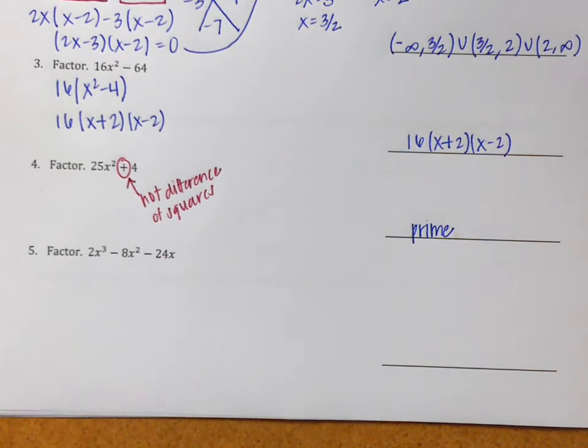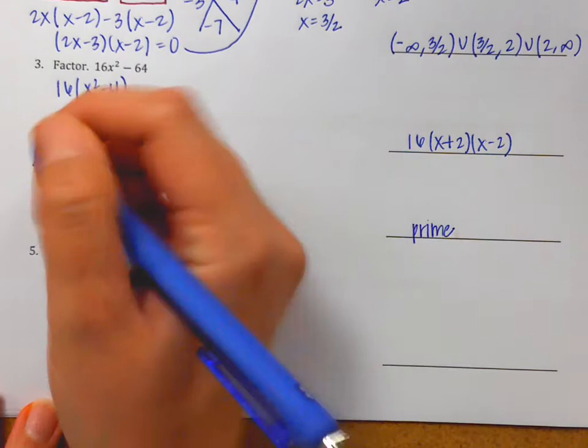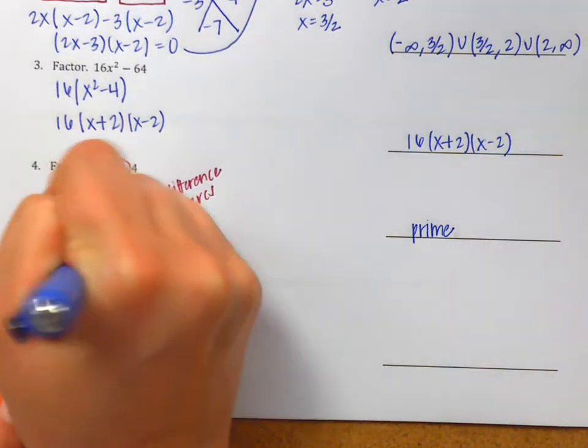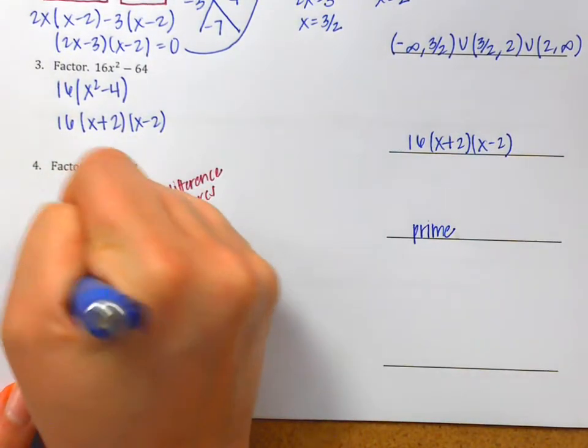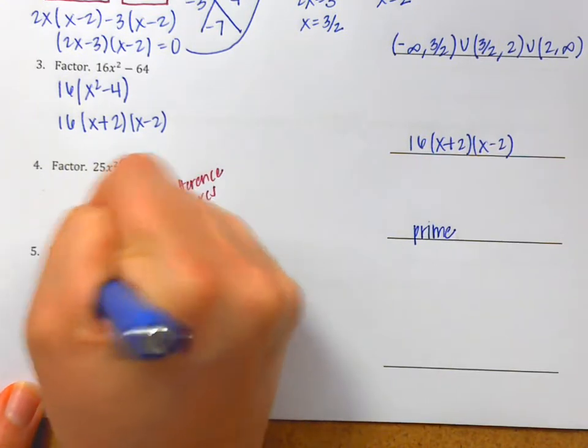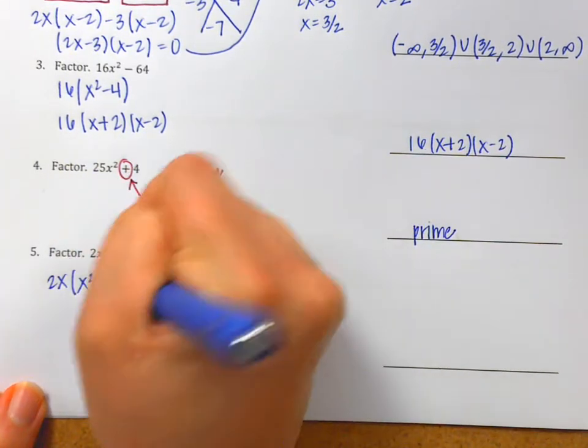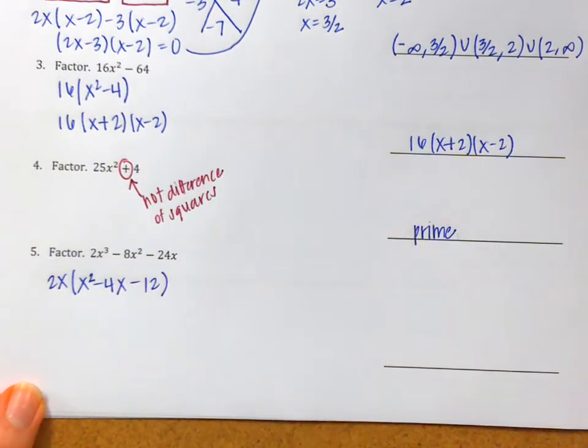Okay, let's move on to 5. So 2x cubed minus 8x squared minus 24x. First thing I look for always is a GCF. Between 2x cubed, 8x squared, 24x, I can factor out both a number and a variable. I can factor out 2x. And I'd be left with x squared minus 4x minus 12.